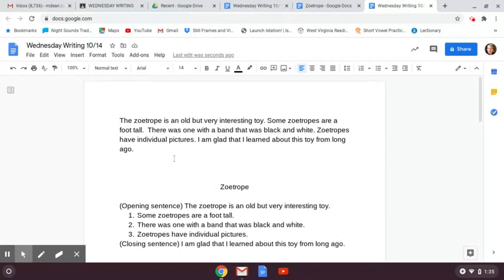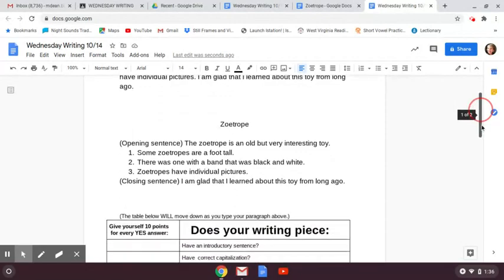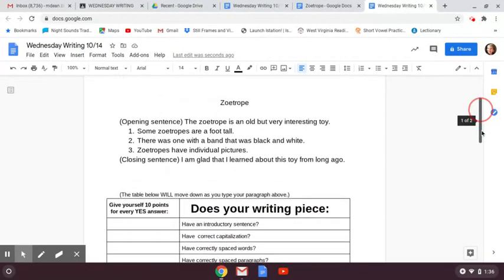Let's listen to the paragraph. The zoetrope is an old but very interesting toy. Some zoetropes are a foot tall. There was one with a band that was black and white. Zoetropes have individual pictures. I am glad that I learned about this toy from long ago. Ta-da! Okay, so if I was a student, I could turn this in now, but I've got to go down below and make sure I'm going to get a 100 by turning it in.